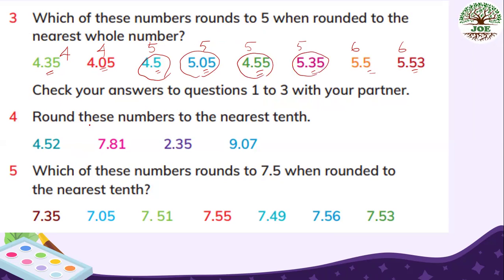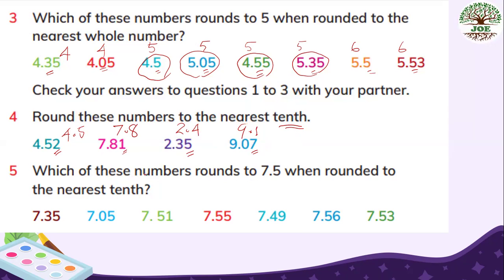Okay. Now check your answers to questions 1 to 3 with your partner. Number 4, round these numbers to the nearest 10. So we have to look at the 100th digit. This is 2, so we round down. 4.5. This is 1, round down to 7.8. This is 5, round up to 2.4. This is 7, round up to 9.1.